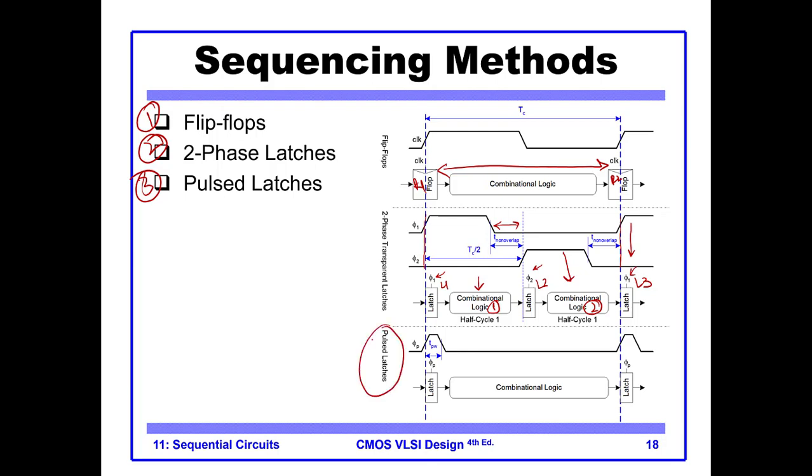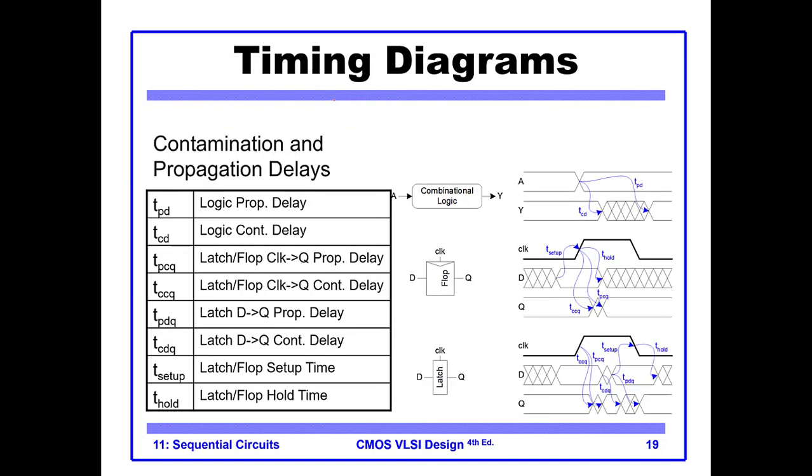Then there is a pulsed latch, in which all the latches have the same clock, but they are used with short pulses. So the clock is high for a very short duration of time. Every one of these has different advantages and disadvantages, but the most frequently used one in digital design is flip-flop based. So we will mainly focus on the flip-flop based. This was also discussed in the previous slides.